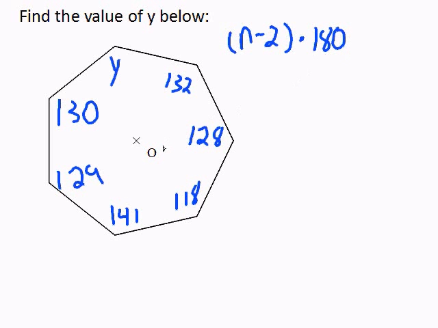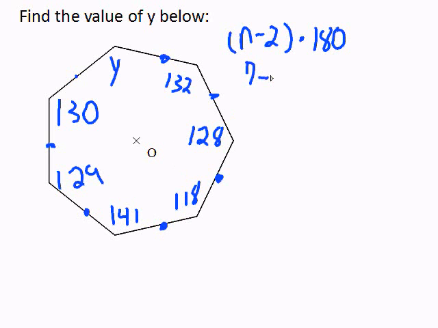To find the sum of all those angles, to find out how much all the angles should add up to, we first have to find the number of sides. I like using little marks on the sides to keep track of it. So there's 1, 2, 3, 4, 5, 6, 7. So we've got 7 sides.